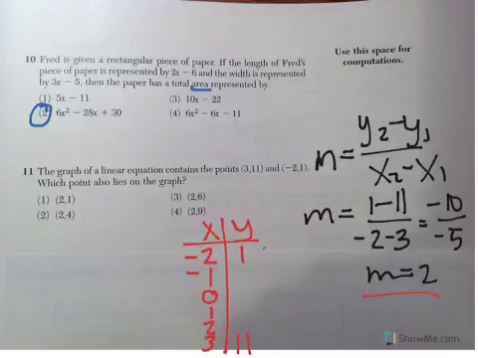So if my slope is 2, that means that I'm rising up 2 and over 1. So all I have to do is add 2 to my y. So 1 plus 2 is 3, plus 2 is 5, plus 2 is 7, plus 2 is 9, and again plus 2 would give me 11. So when x is 2, my y value should be 9. So that would be choice 4.